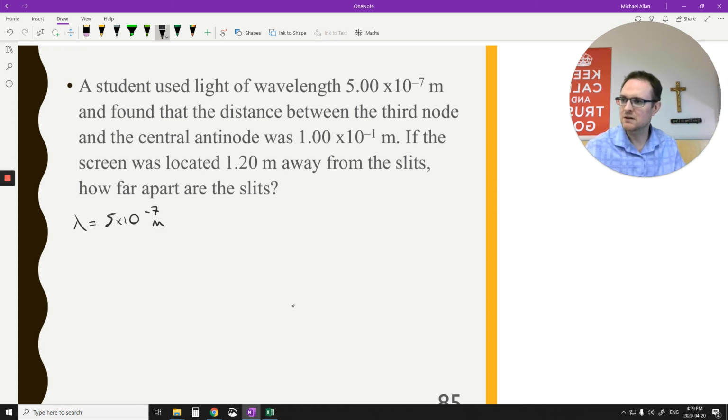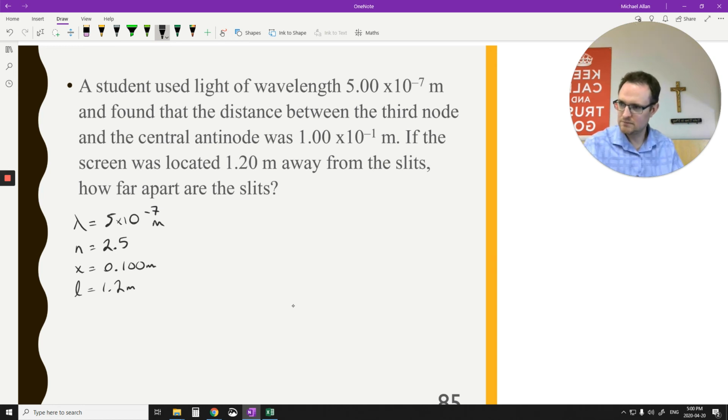I'm just going to leave it in meters. Distance between the third node, which we already know is 2.5, and the central antinode, so they give us the X value. Kind of weird that they put that in scientific notation. And they give us the L value. We want to find out what the D is in this situation.